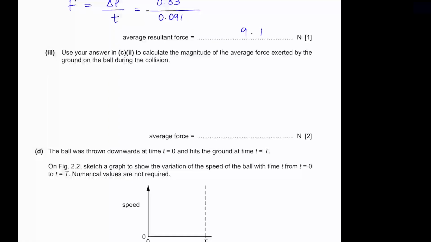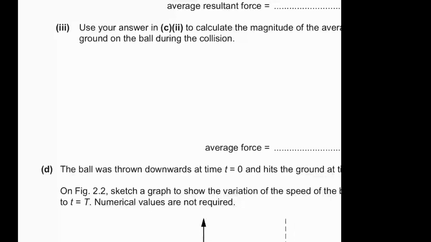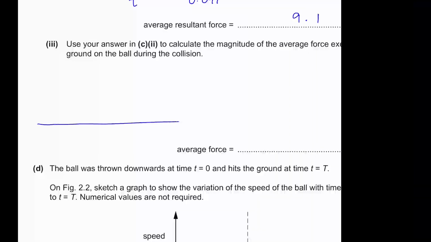Using your answer in C2, calculate the magnitude of the average force exerted by the ground on the ball during the collision. Now guys, here see, the moment the ball is in contact with the ground, if I mark the forces acting on the ball, there is a contact force acting on the ball by the ground. Correct? And most obviously, the weight of the ball will be acting downwards.